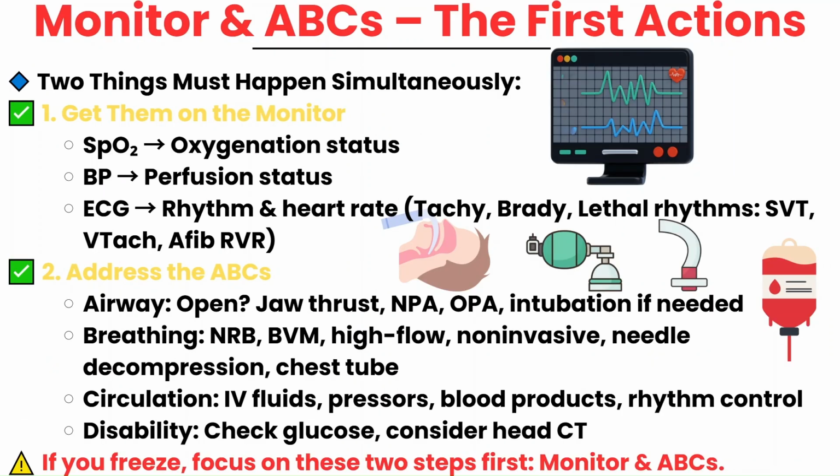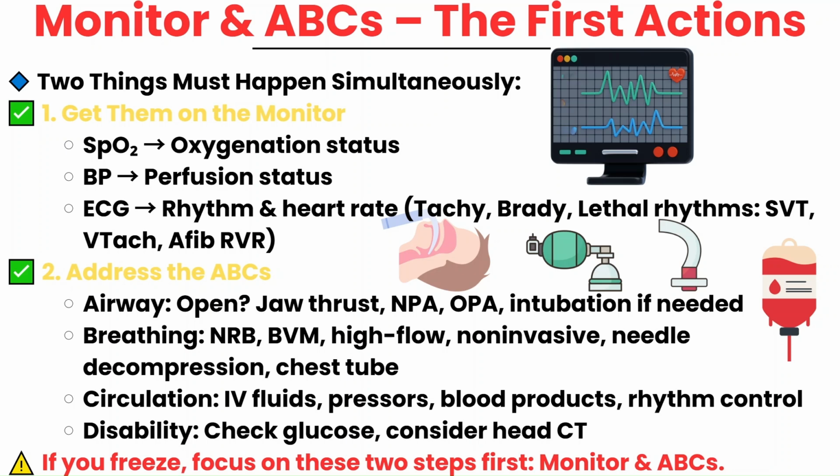Once the patient is in your room, two key things need to happen, and they should happen simultaneously. The first is to get them on the monitor, and the second is to address the ABCs. These go hand in hand and give you a real-time picture of the patient's condition. By placing them on the monitor, you instantly gather critical information. You can see their SpO2, giving you insight into their oxygenation. Their blood pressure gives a clue about their perfusion status, and their heart rate and ECG rhythm tell you if they're tachycardic, bradycardic, or in a dangerous rhythm like SVT, VTAC, or AFib RVR that need immediate attention.